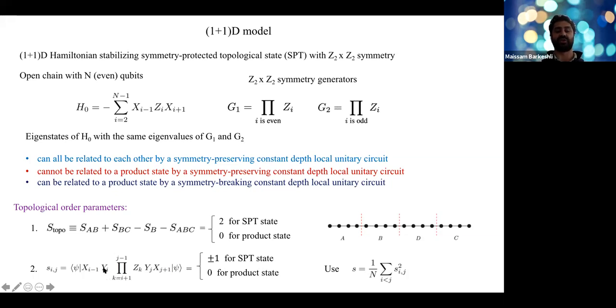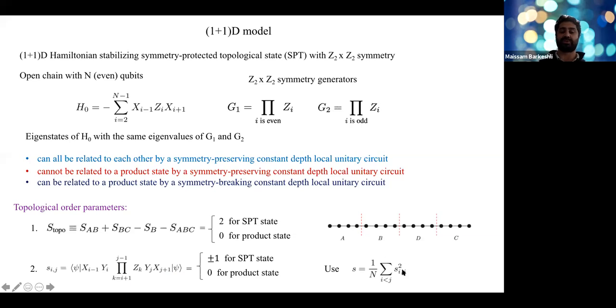This is a kind of string order parameter where this string is basically just a product of these XZX operators from point I to point J. And the reason you're getting Y's here is just because there's a Z and then an X that comes up in that product. So this is just a string of these stabilizers. And in the SPT state, this expectation value is ±1, and then it's 0 for the product state.